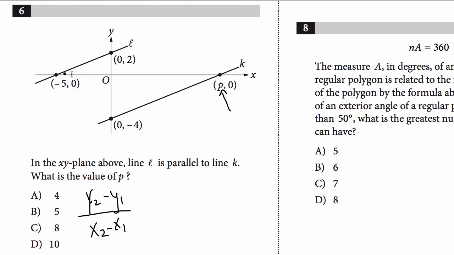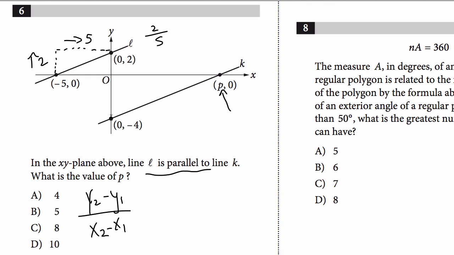So this goes from 0 up 2, right? From 0 to 2. So that goes up 2, a rise of 2, and it goes to the right what? From negative 5 to 0. So the right 5. So the slope is 2/5. So let's do the same slope over here because it says they're parallel. Parallel lines have the same slope.